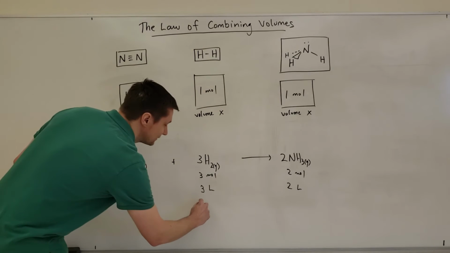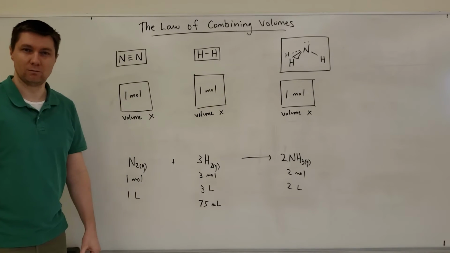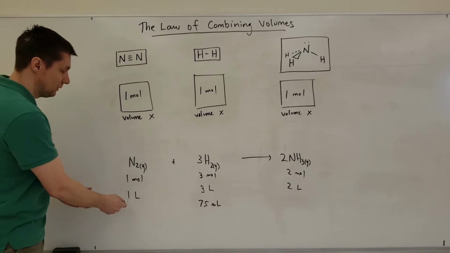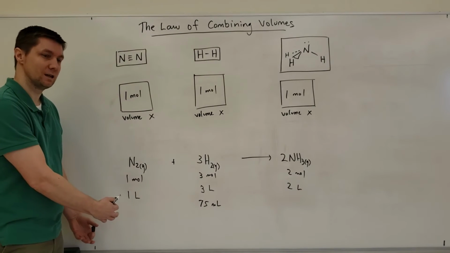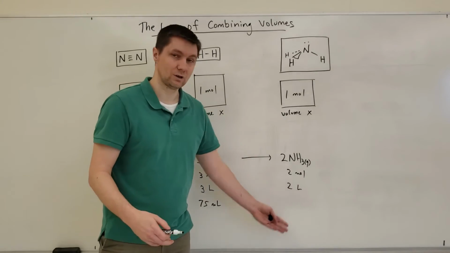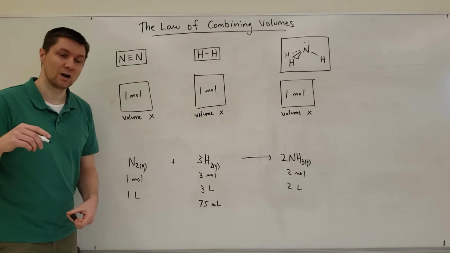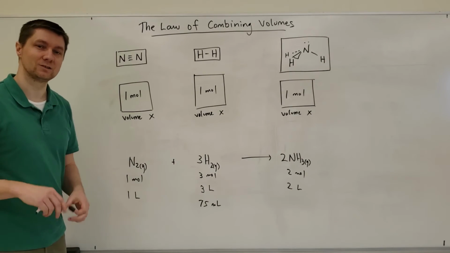So if I had, for example, 75 milliliters of hydrogen, how many milliliters of nitrogen would that take to react with it completely to produce how many milliliters of ammonia? So you can pause the video right here, try this one out on a piece of paper, and then start the video again.